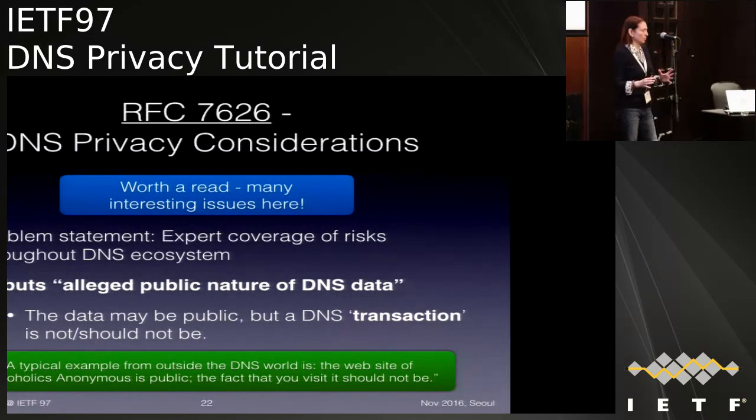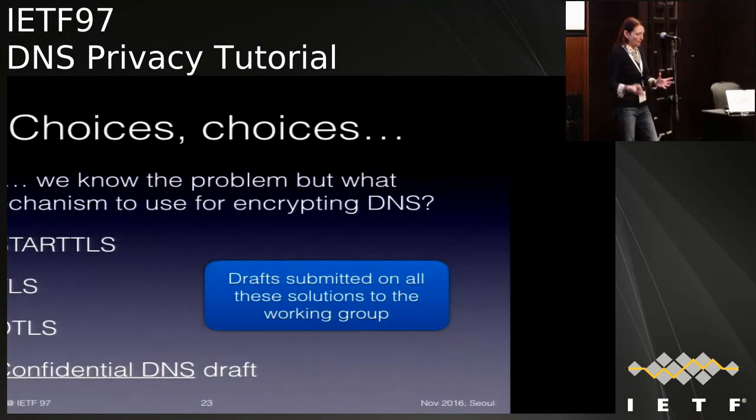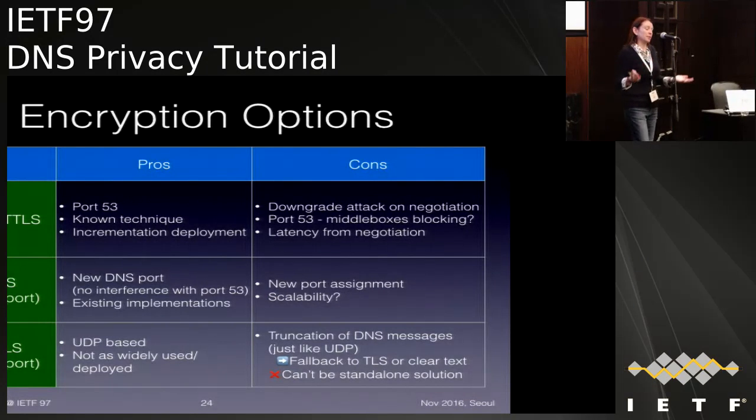So having established the problem, we now start looking at solutions. And there were various ones that could have been looked at. Some of the well-known technologies, some DNS-specific solutions were offered as well, and drafts on all of these came forward to the working group at the time. The ones that got really serious consideration were these three. StartTLS initially seemed very attractive. It could be done on port 53. It could be incrementally deployed. It was a known technique.